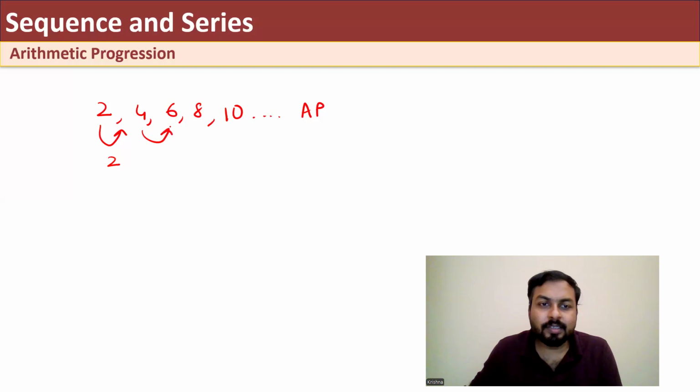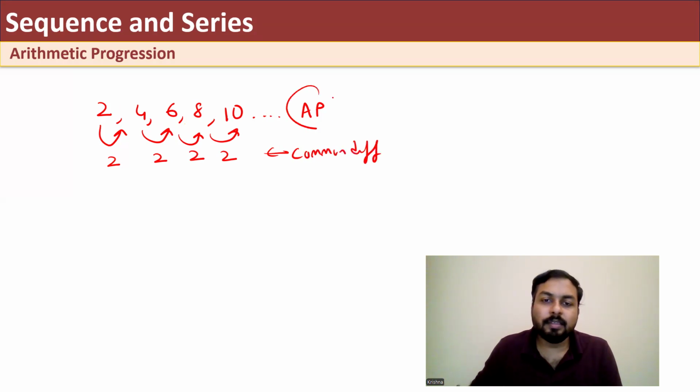2. 6 and 4 is how much? The difference is 2. 8 minus 6 is how much? 2, right? 10 minus 8 is how much? 2. So if I do 4 minus 2, I'll get 2. If I do 6 minus 4, I'll get 2. If I do 8 minus 6, I'll get 2. If I do 10 minus 8, I'll get 2. Because the common difference between the terms is the same, I'm saying that this series is in arithmetic progression.